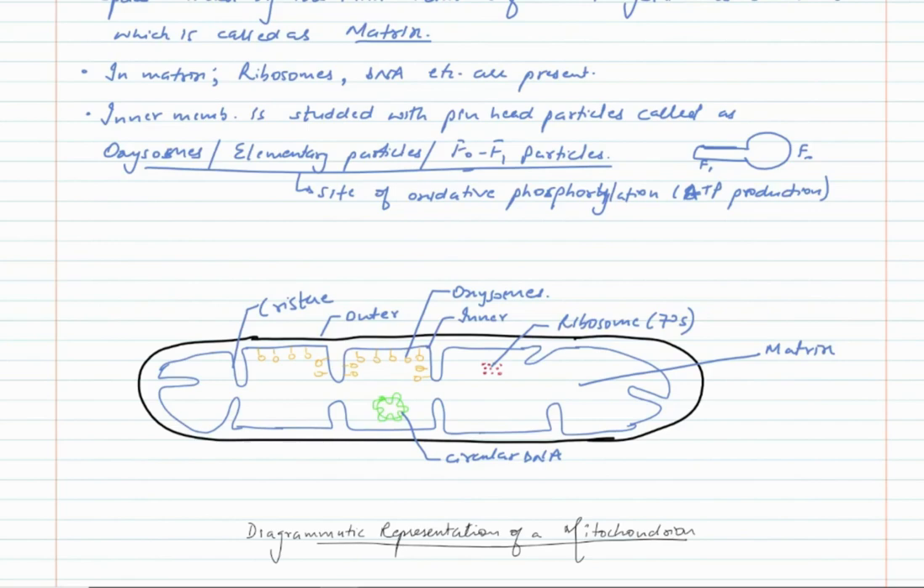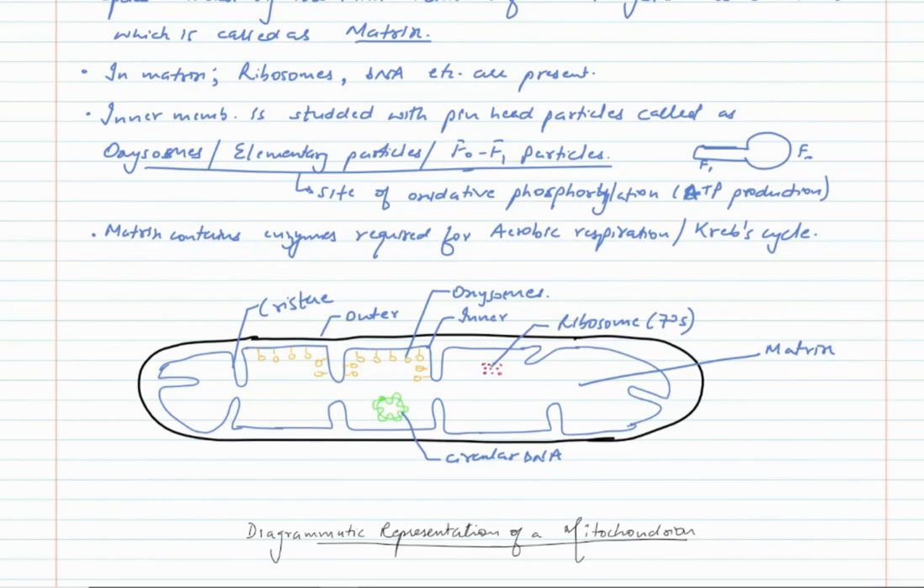Now, mitochondrial matrix contains enzymes required for aerobic respiration or Krebs cycle. So all the enzymes required for Krebs cycle are present in the mitochondrial matrix. So oxidative phosphorylation, that is formation of ATP, which is a function of oxysomes, takes place with the help of these enzymes and through this cycle which is known as the Krebs cycle.